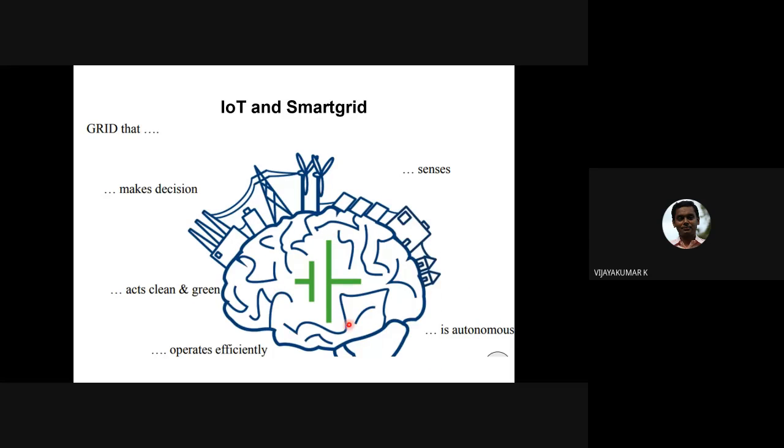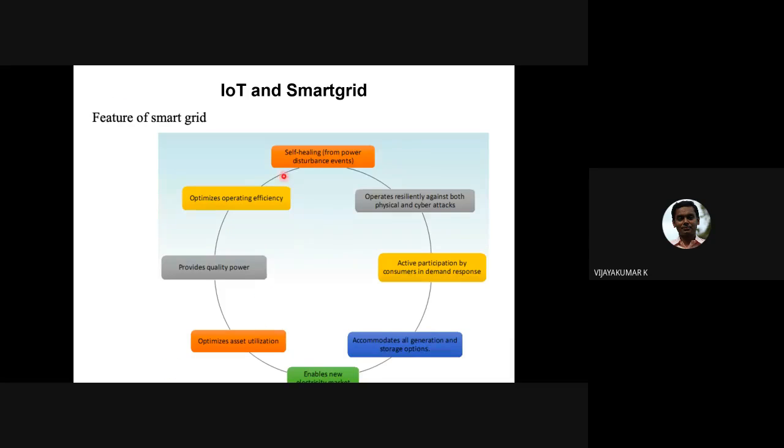So yeah, it's taking the decision themselves, and it's operating efficiently without any disturbances or without any fault happening in the distribution systems. So you can say the system is autonomous, so it operates efficiently, right? These are the features of smart grid systems. Once a fault happens, it can heal itself. That means the system itself is healing itself.